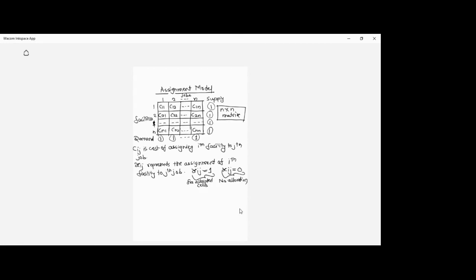And the objective of the assignment model is to minimize the total assignment cost, or, it can even be to maximize the profit because of the assignments to be done.